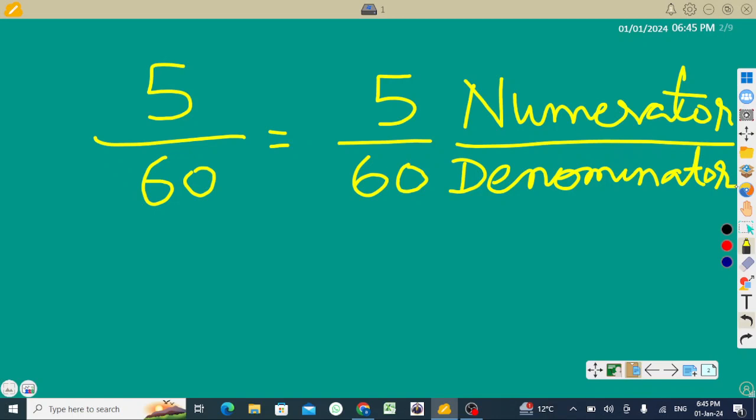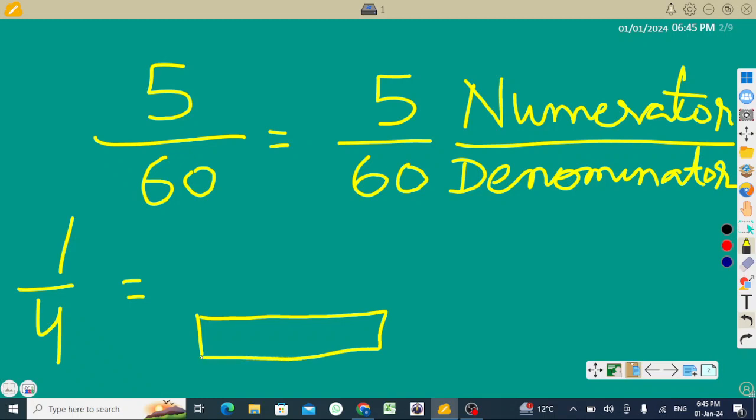So people don't understand what 1 upon 4 is. It's a quarter, basically. A quarter is when you convert something into 4 parts, right? So you convert it into 4 parts, and out of it you took 1 part. So 1 part out of 4 parts is 1 upon 4.